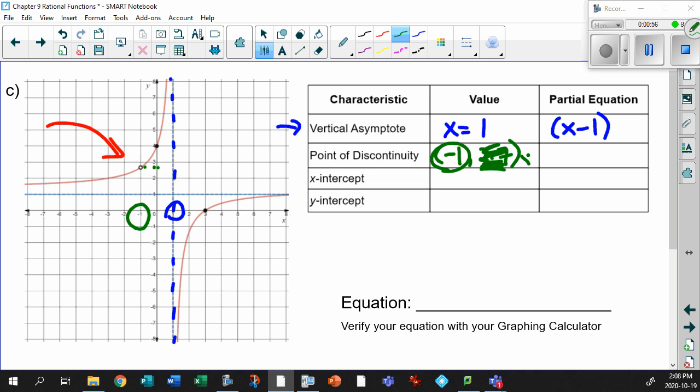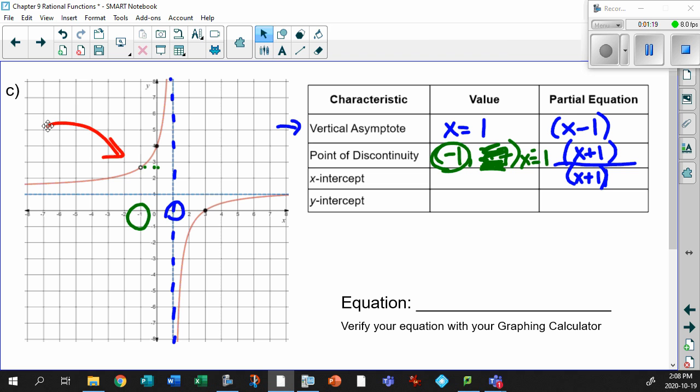So x equals minus 1, which means that if you think about it, you must have canceled that term out. That's what gives us the hole. So this must mean that you must have canceled out an x plus 1 over an x plus 1 value right there. It must have canceled out in order to give you that point of discontinuity.